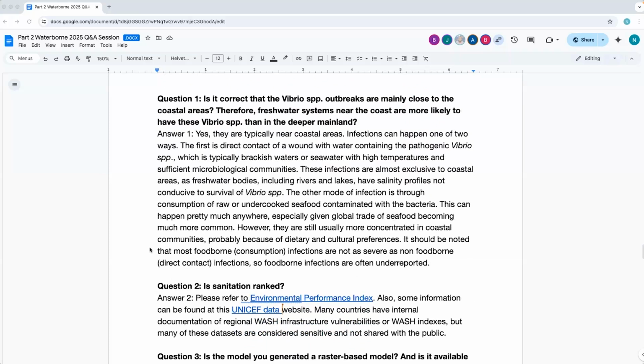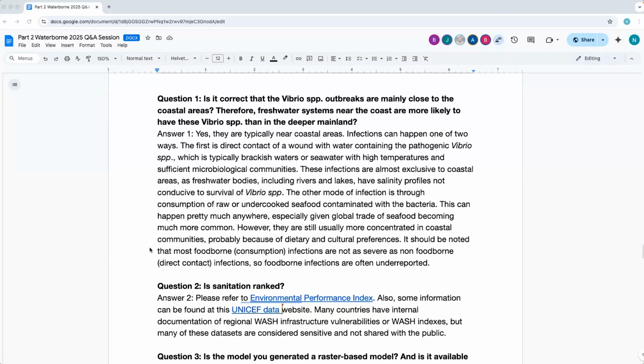Yes, this is a good question. So typically, yes, the Vibrio infections are going to be near coastal areas. Vibrio species are typically found in brackish waters or estuaries. They can also be found in seawater, typically with high temperatures and those with sufficient microbiological communities to support their growth.